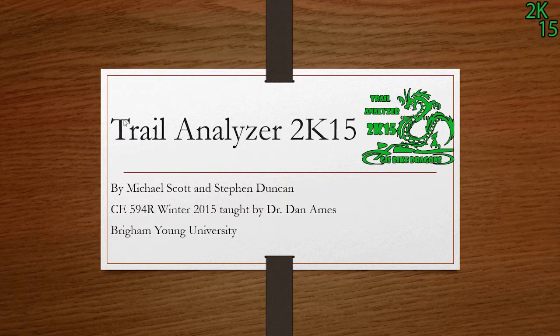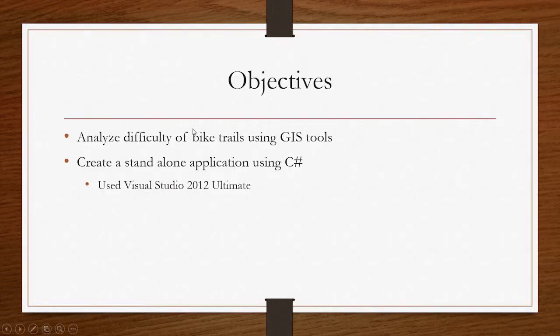We're here to present to you the Trail Analyzer 2K15, a GIS and analyzing program for biking trails. We're students at Brigham Young University in this CE594R class taught by Dr. Dan Ames. The objective of this project was to analyze biking trails using digital elevation models and be able to score those results. We did so using C# and programmed in Visual Studio.